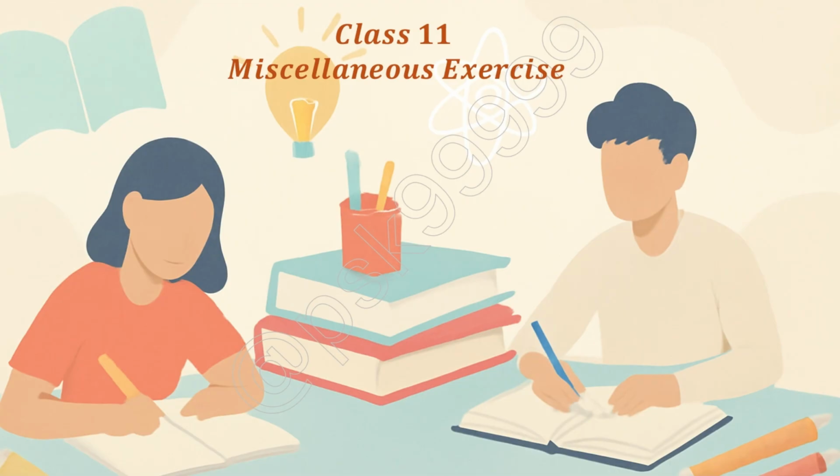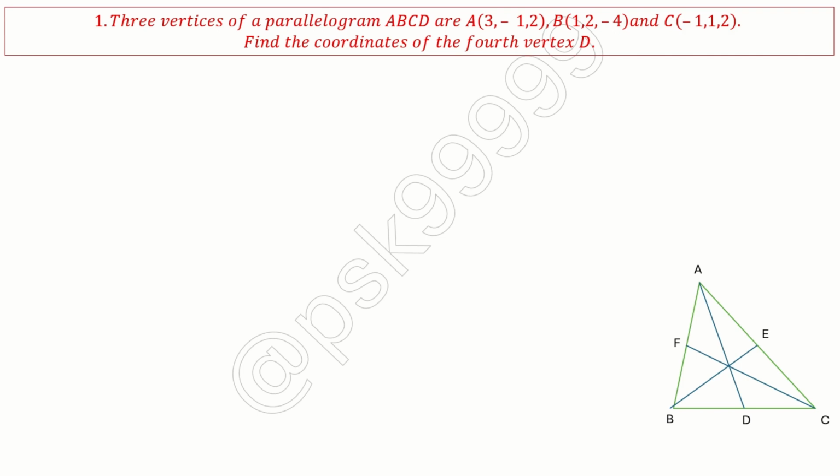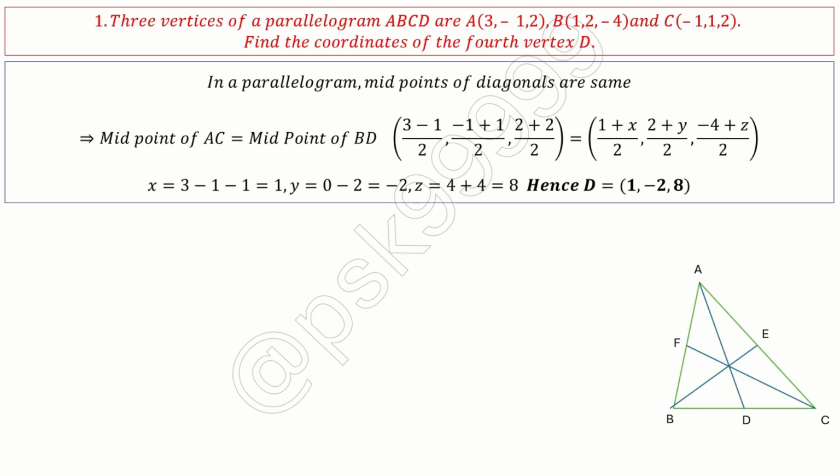Next. Now let's do the miscellaneous exercise for class 11th 3D geometry problems. Three vertices of a parallelogram ABCD are given. Find the coordinates of the fourth vertex. Parallelogram, we know already, the midpoint of the diagonals is the same. So let's say D is (x, y, z). Then the midpoint of AC, where A and C are these, is equal to the midpoint of BD, and if I call D as (x, y, z), then this is the midpoint. Then you can compare the x coordinate, y coordinate, and z coordinate by equating.